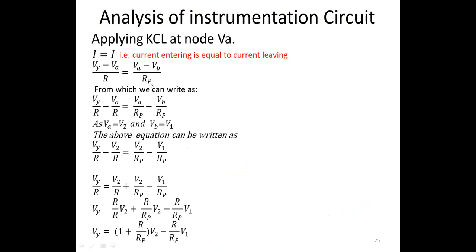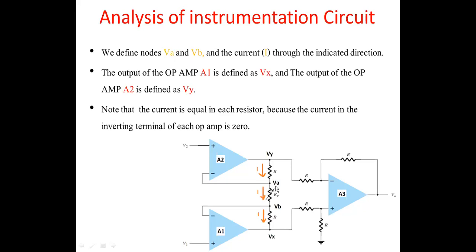Va minus Vb divided by Rp. अच्छा, इस इक्वेशन से मैं इसको मैनिपुलेट करके फाइंड कर लेता हूँ, Vy का रिलेशनशिप भी आ जाएगा। इसमें एक चीज नोट कर लें कि Va is equal to V2 and Vb is equal to V1. ये कैसे है? This Va is equal to V2. The voltage at this node will also be equal to V2.